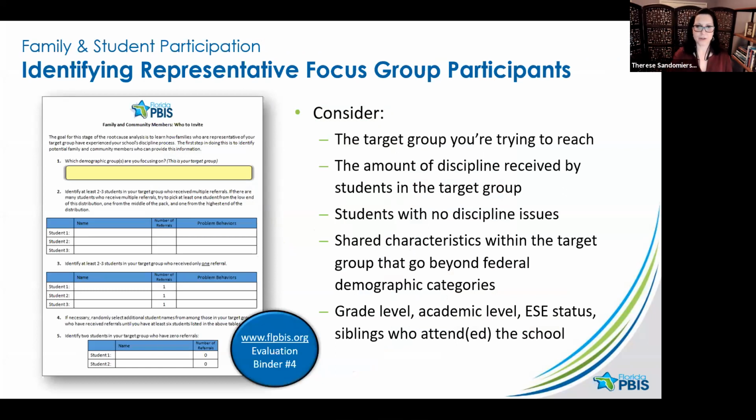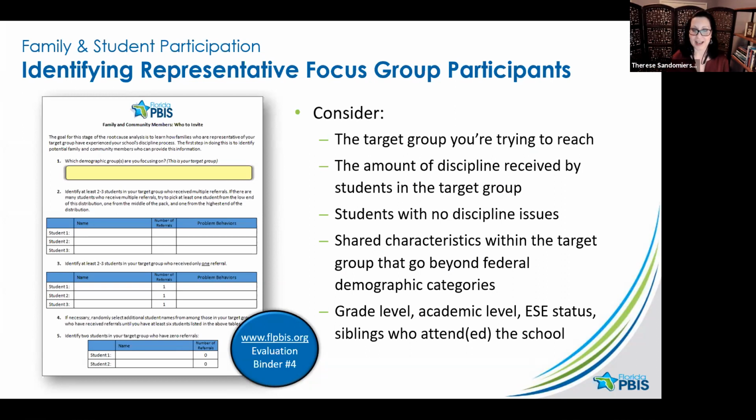There's another resource in the handout packet to help you identify representative focus group participants. This is the tool we used when we were creating focus groups for disproportionate discipline. And so it just kind of walks you through a decision tree about who should come to the table. Like first and foremost, if you're dealing with disproportionate discipline for your Black African American students, then you want to make sure that you're inviting Black African American families to that focus group.